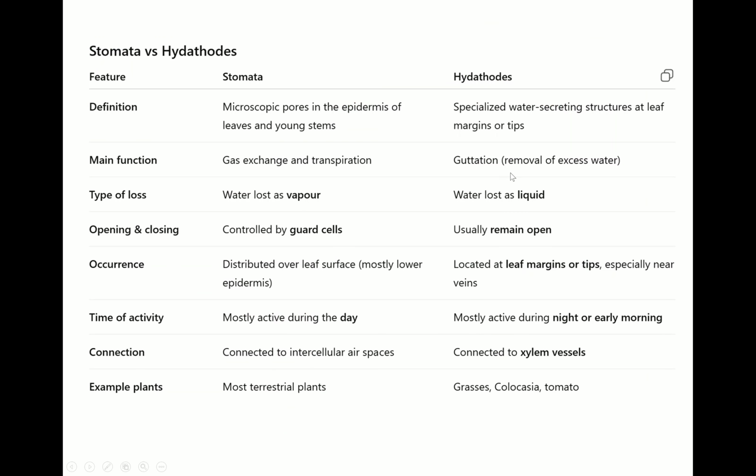Okay, let's see some more differences between the stomata and hydathodes. Here, this is very important. Loss of water takes place in the form of vapor in transpiration, and here it is liquid. Transpiration occurs during the daytime, whereas the guttation process occurs during night or early morning. Here we can find intercellular air spaces, but in case of water stomata, it is connected to the xylem vessels.